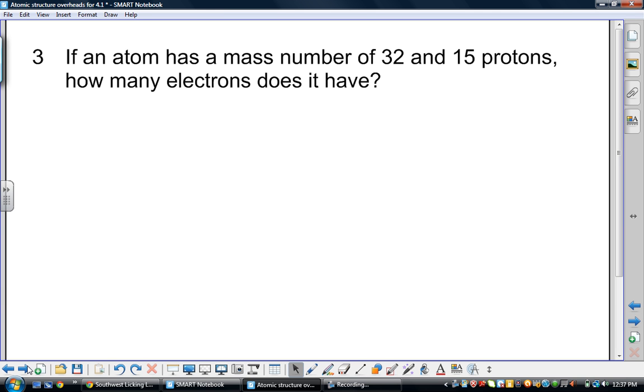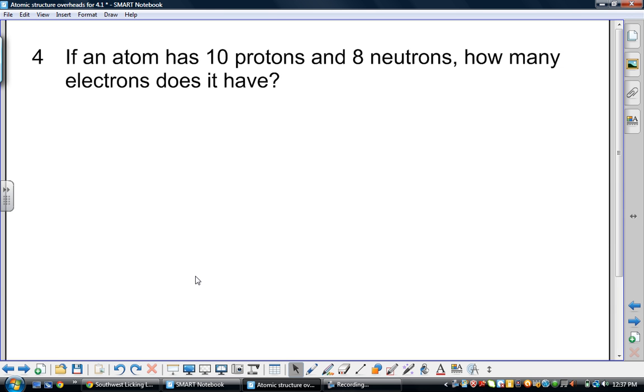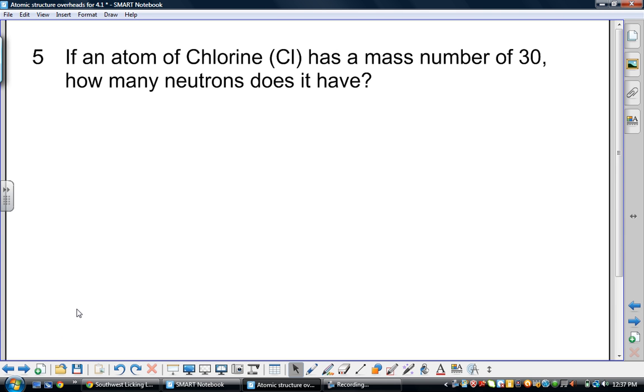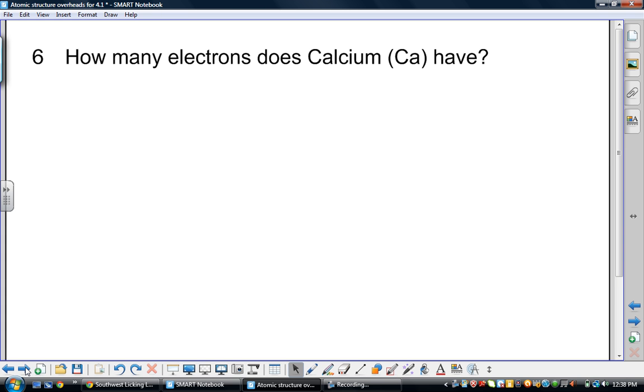If an atom has a mass number of 32 and 15 protons, how many electrons does it have? 15, because the number of protons and electrons are the same. If an atom has 10 protons and 8 neutrons, how many electrons does it have? 10 electrons. If an atom of chlorine has a mass number of 30, how many neutrons does it have? Well, students would have to look up on the periodic table the atomic number of chlorine, which is 17. The difference between the mass number and the atomic number, so 30 minus 17, would tell us how many neutrons. And so forth.